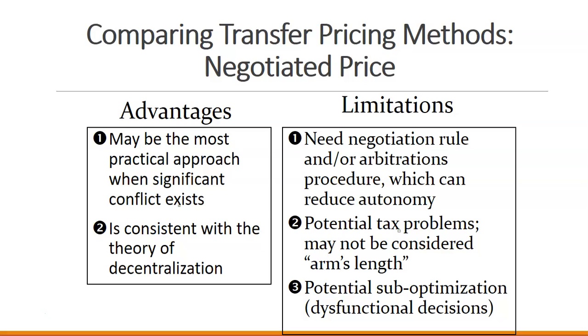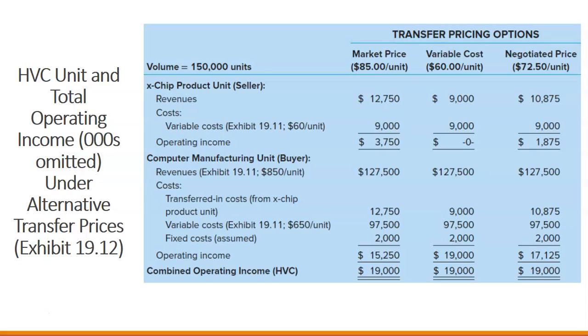We need them to negotiate with each other. The problem is that we can create international tax problems if it's not considered an arm's length transaction. The market price gets us past that, and it can lead to dysfunctional decisions for the organization as a whole.